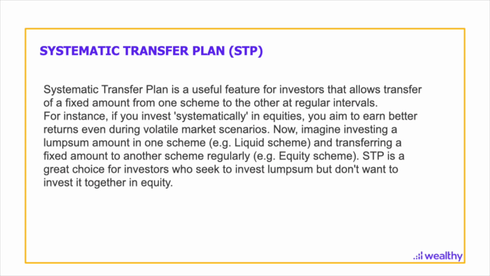Systematic Transfer Plan. Let's explore the Systematic Transfer Plan, or STP. This allows you to transfer a fixed amount from one mutual fund scheme to another at regular intervals. For example, you can invest a lump sum in a low-risk scheme, like a liquid fund, and systematically transfer a portion of it to an equity scheme over time. This strategy helps manage market volatility and can be a smart choice for long-term investors.